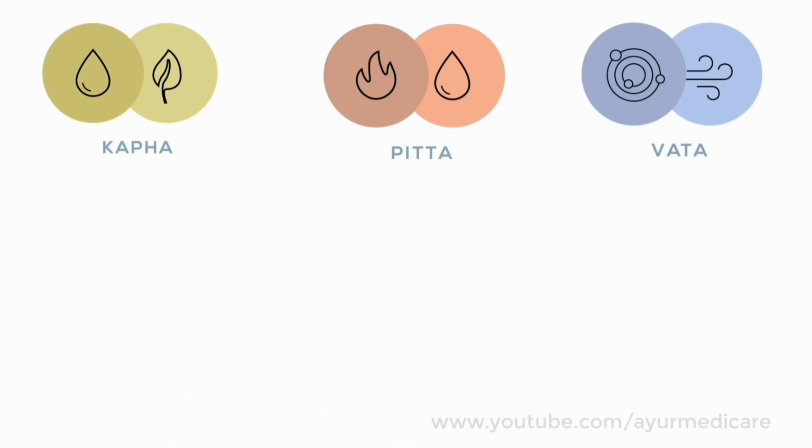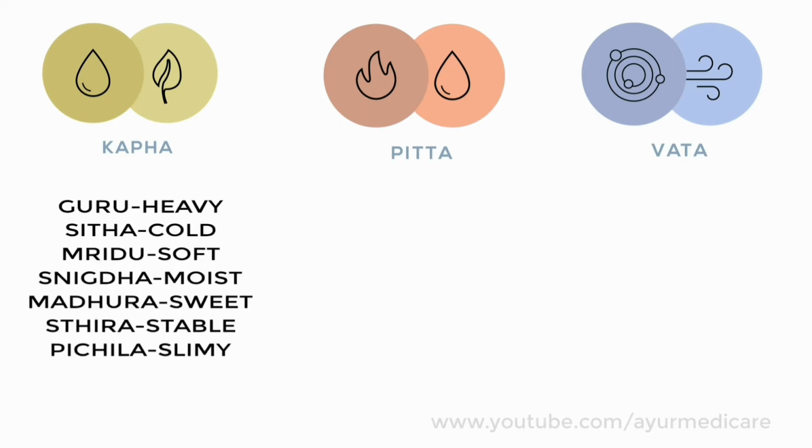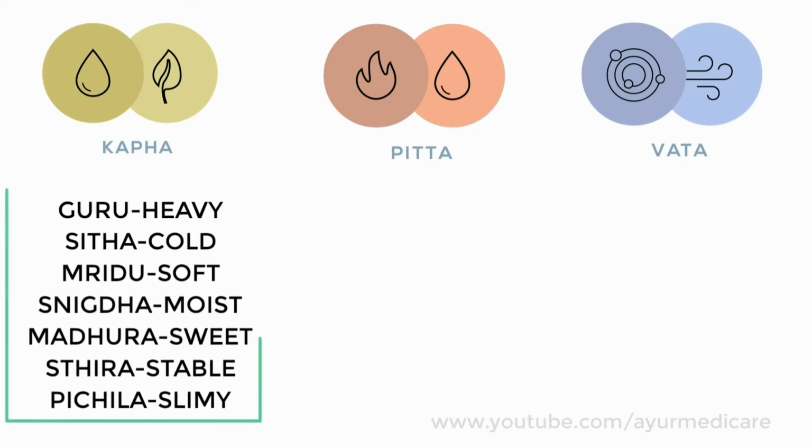Now, let's see what are those qualities of each dosha. Kapha is guru or heavy, shita or cold, mridu or soft, snigdha or moist or oily, madhura means sweet in taste, sthira means stable, and pichilla means jelly-like or frothy.